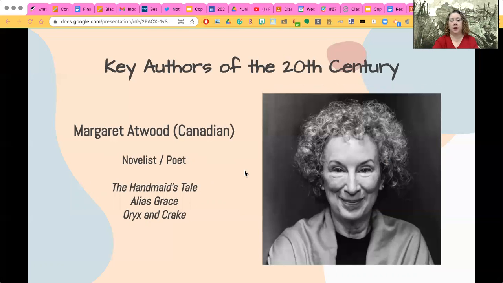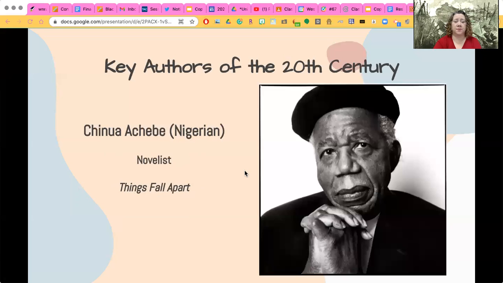Margaret Atwood, she's Canadian. When we get into the 20th century, because of the Commonwealth, we start thinking about Canadians and also Australians and some of the Caribbean islands as part of the British literature legacy. So Margaret Atwood is Canadian. She wrote The Handmaid's Tale. They turned that into a series on Hulu, I think it is. She's the one that wrote that and various other things. She's still alive, she's still writing.